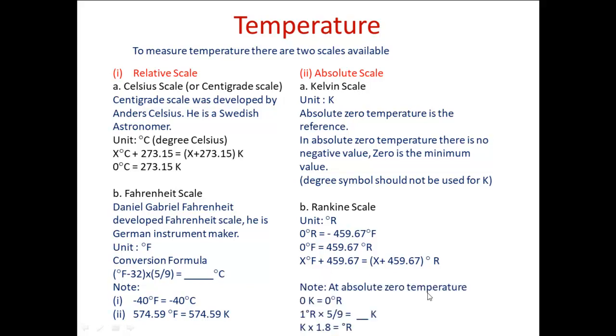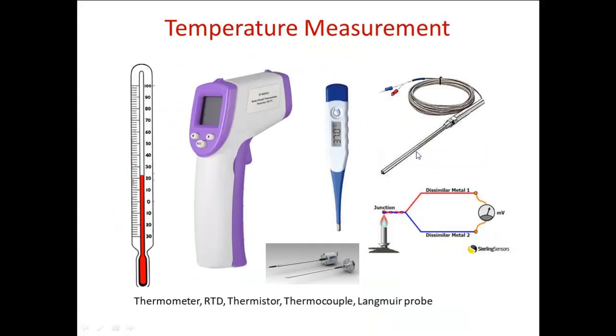At absolute zero temperature, your Kelvin scale and Rankine scale will show the same value. So 0 Kelvin is equal to 0 degree Rankine. So if you want to convert degree Rankine into Kelvin, then we have to multiply by 5 by 9. So these are some of the scales that are available to measure the temperature.